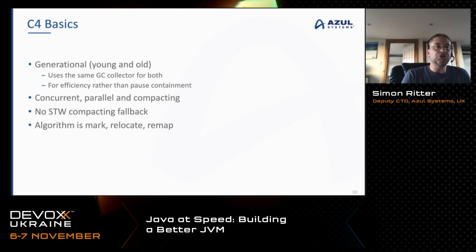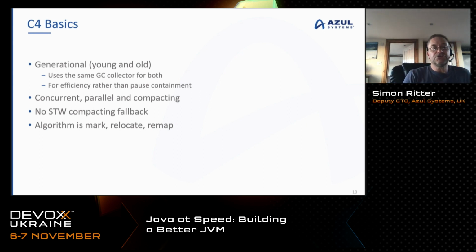There is no stop the world full compacting phase associated with C4. If you look at things like C1, if you look at things like CMS, at some point they will give up and say too much fragmentation, too fast a rate of allocation. We have to pause all the application threads and do full compaction on the old generation. And that's where you see those very big pauses. We do not do that. So we will just continue to do garbage collection whilst your application runs.